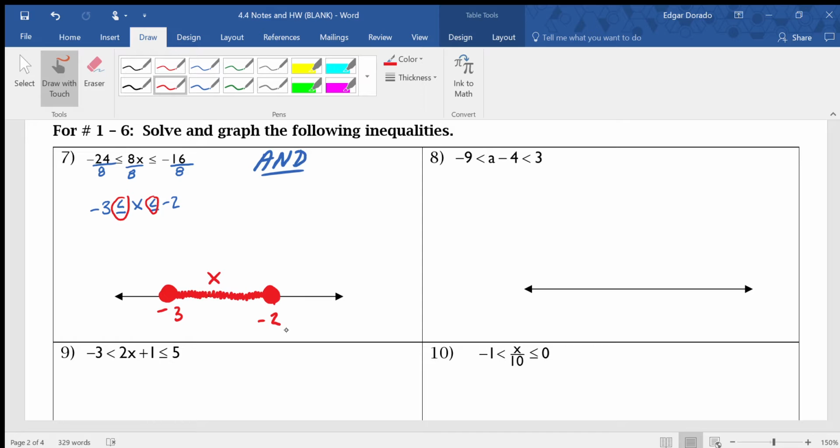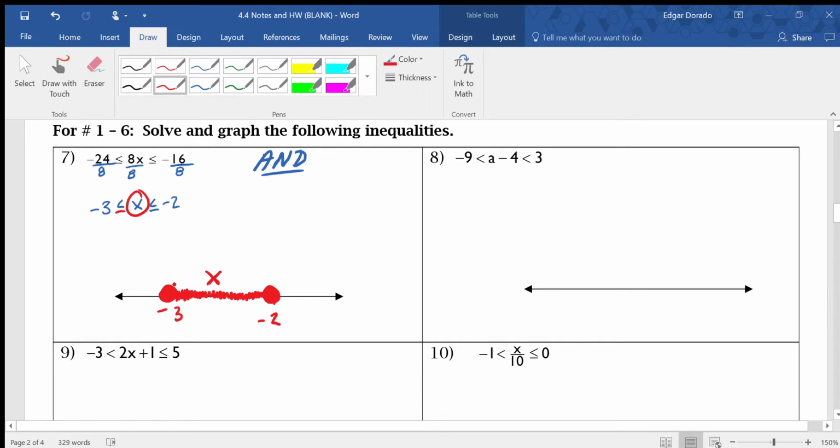So that is my graph, okay? Again, it's an "and" statement. How do I know it's an "and" statement? Look at where the x is. The x is trapped in the middle. Hence why I wrote it up here in the middle between -3 and -2. So because it's an "and" statement, then I have to shade in the middle. Okay, let's try number 8, and then I'm going to have you try out number 9 on your own.